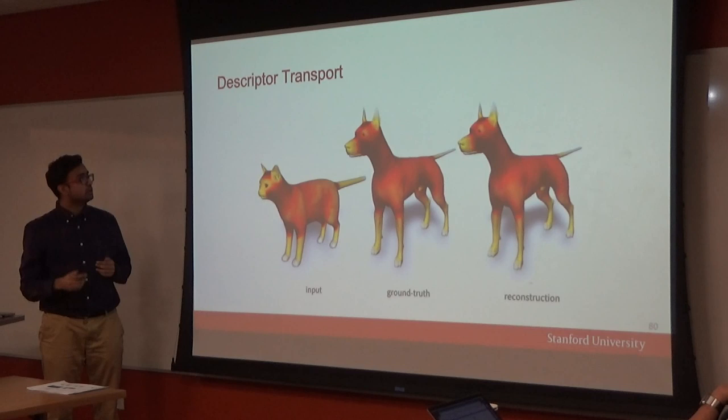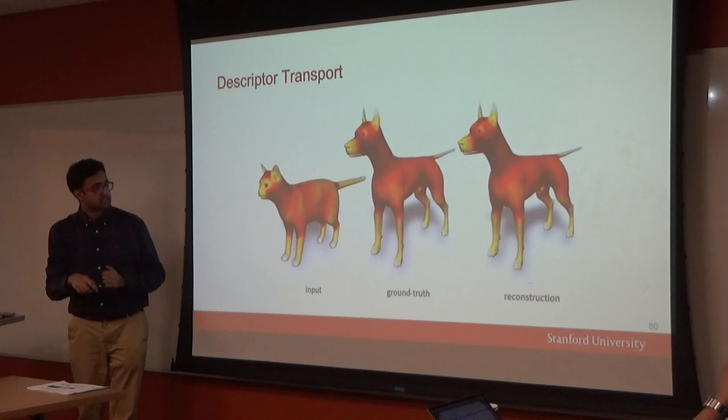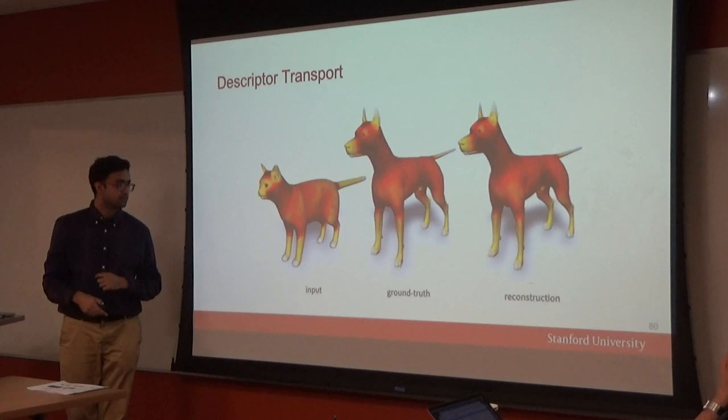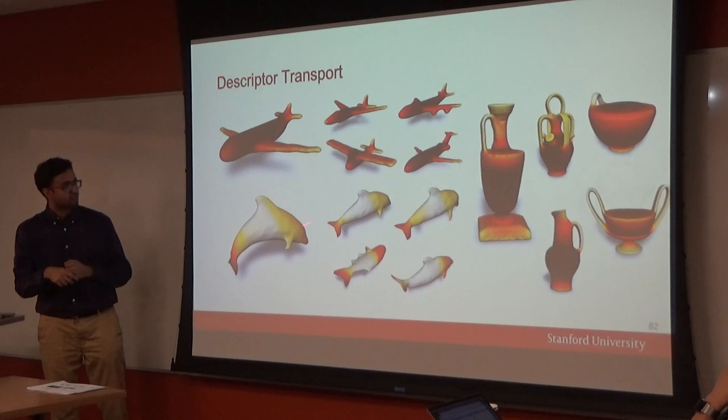We also use this technique to perform descriptor transport. We consider an input descriptor, in this particular case, a WKS descriptor on the cat, and we transport it to the dog. And we observe that the WKS descriptor transported to the dog is almost as good as the ground truth WKS descriptor generated on the dog. We do the same thing, transporting an HKS descriptor from a man to a woman. We also perform descriptor transport on a number of other categories, such as airplanes, fishes, and vases.